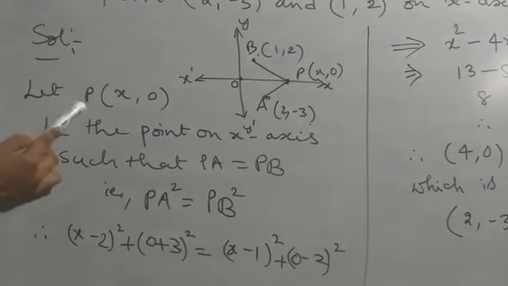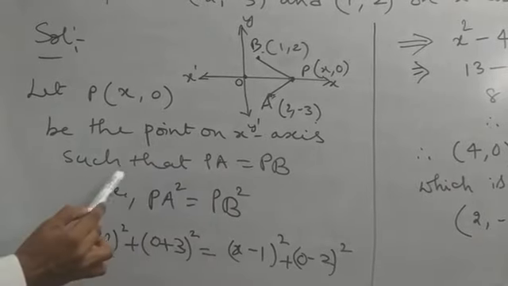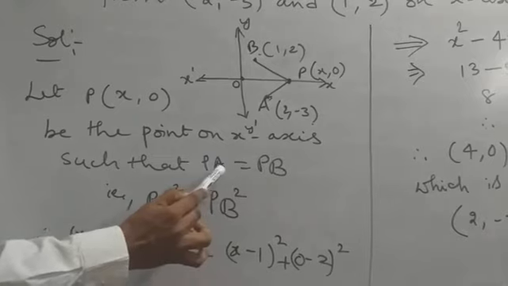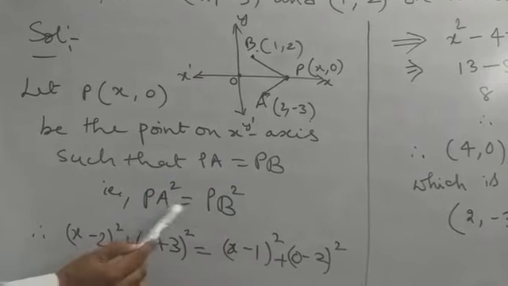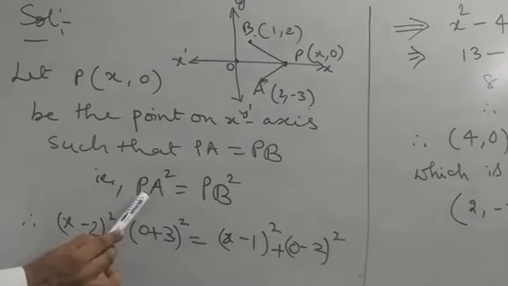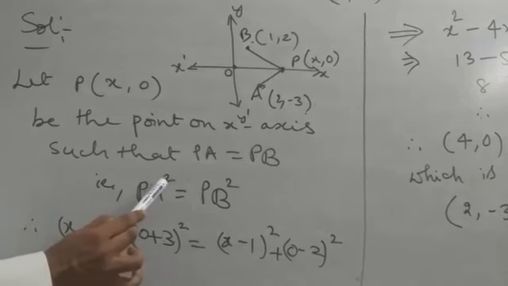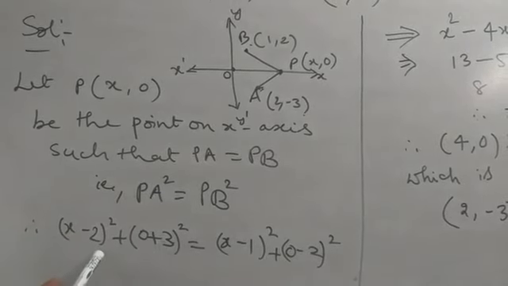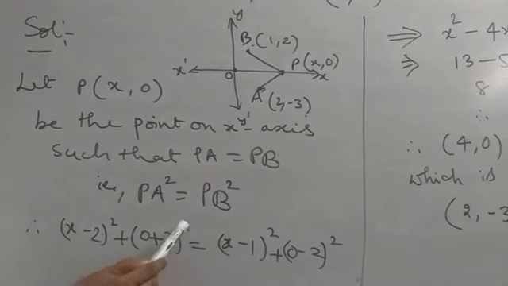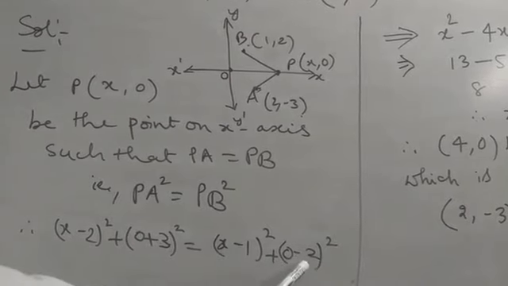So observe the solution. Let P (x, 0) be the point on x-axis such that PA equal to PB. If PA equal to PB, if you are squaring on both sides, we will get PA square equal to PB square. That is nothing but PA will get under root of x2 minus x1 whole square plus y2 minus y1 whole square. Since the square is given, no need to write the root. So x minus 2 whole square plus 0 plus 3 whole square is equal to x minus 1 whole square plus 0 minus 2 whole square.